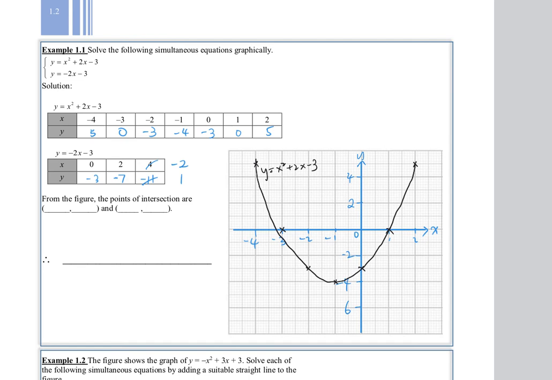Right, and then we do it similarly for the straight line. So now we can sketch the graph, right? Done. So you got 2 points as the answer. From the figure, the points of the intersections are these 2, okay? And then after that, please write down the answer in this format.